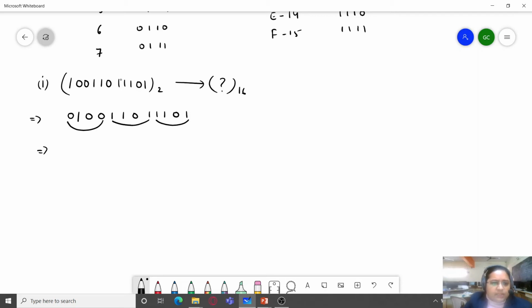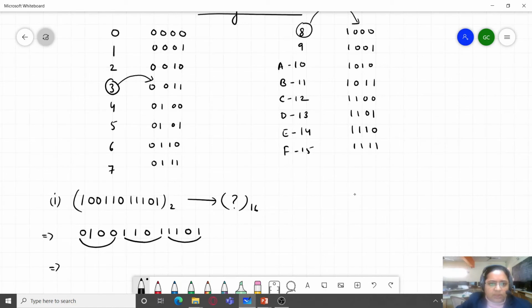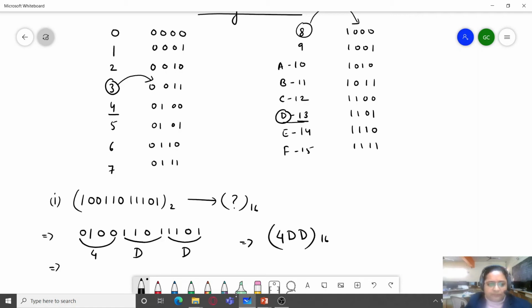Now 0100. You can check it from the table here that it represents 4. Then 1101 represents 13, which is the hexadecimal digit D. So we will directly write D over here. 1101 again, so again we will be writing D. So our hexadecimal number would be 4DD. Let's try out the second example.